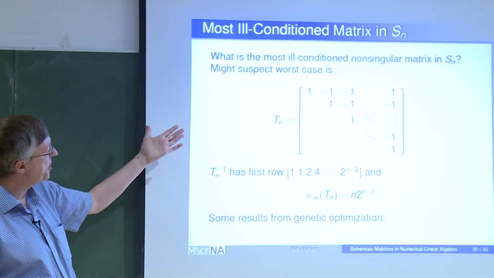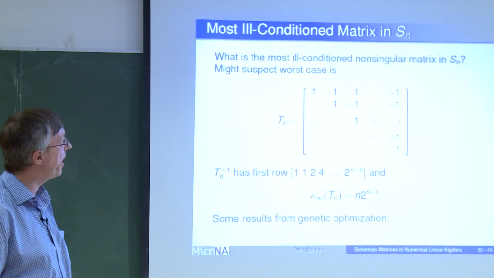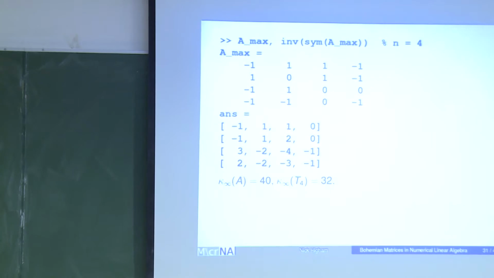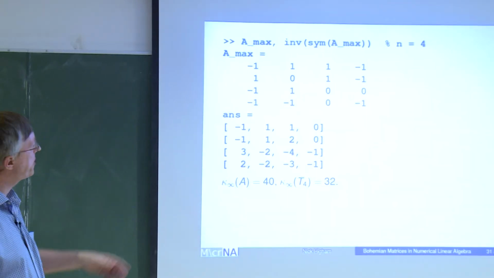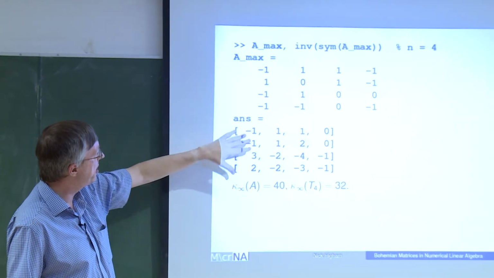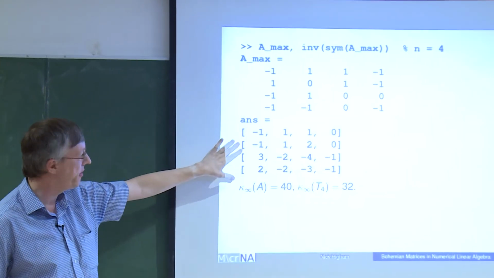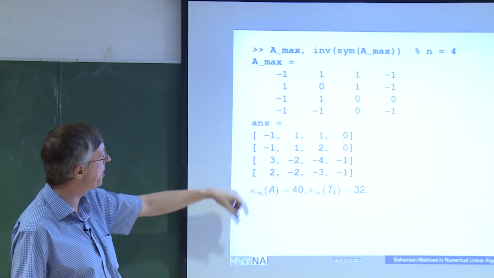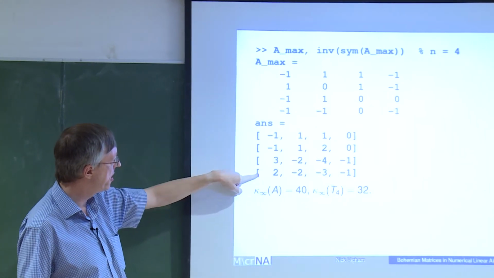So is that a worst case? Well, let's try optimization again and see how big we can get the condition number for matrices in Sn. So here's what was returned by the function GA. Now I've inverted it symbolically just to make sure I get the exact answer and get integers, using the MATLAB symbolic toolbox. So there's the inverse of that matrix.